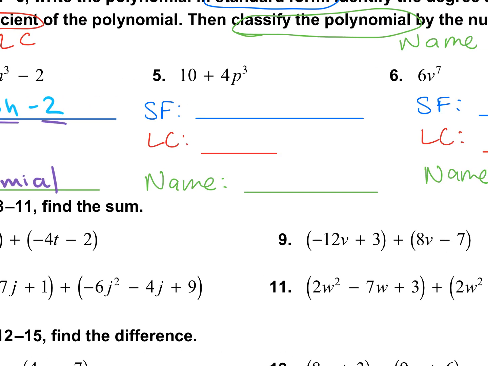All right, number 5. How would we put it in standard form? 4p to the third power plus 10. Perfect. What's our leading coefficient? 4. And how many terms do we have? What do we call something with 2 terms? Binomial.